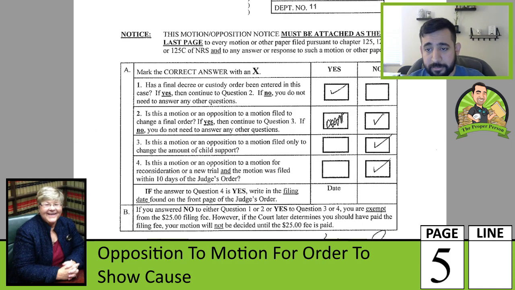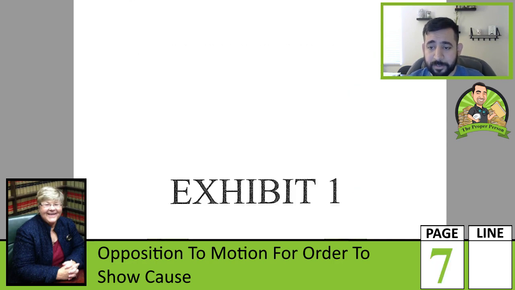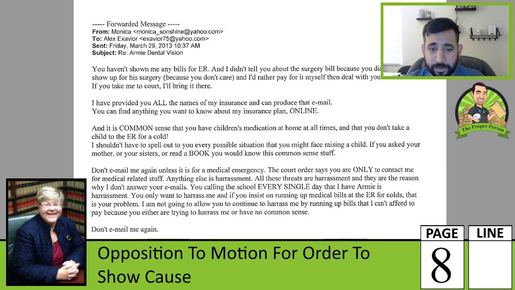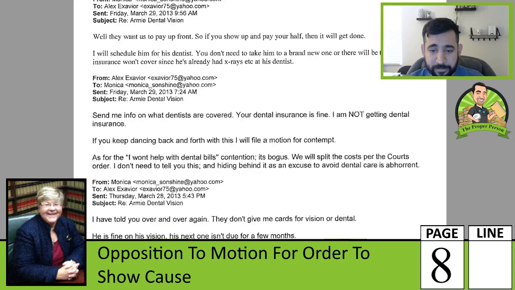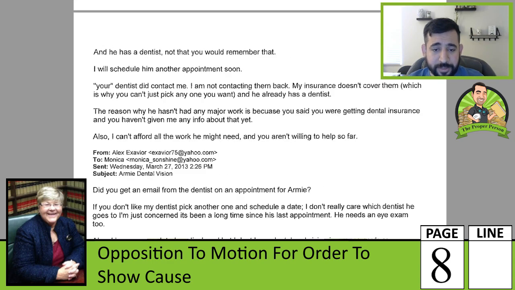Here we have the motion opposition notice. Based on the checkboxes, she did not have to pay a filing fee. Here we have some exhibits. We have 3 different emails. Exhibit 1. All right, this looks like an exhibit we already went over. Maybe not, though. Let's start from the bottom, and if it seems like we've already gone through this, I'm just going to move on.